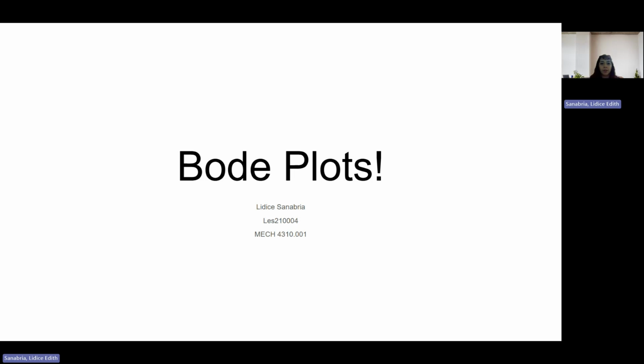Hello, my name is Lidice and today I'm going to be explaining Bode plots, how to read them, and how to use them to understand dynamic systems. So a Bode plot consists of two plots. You have a magnitude plot and you have a phase plot, and these show how a system responds to different frequencies, and this is key in controlling systems and engineering.